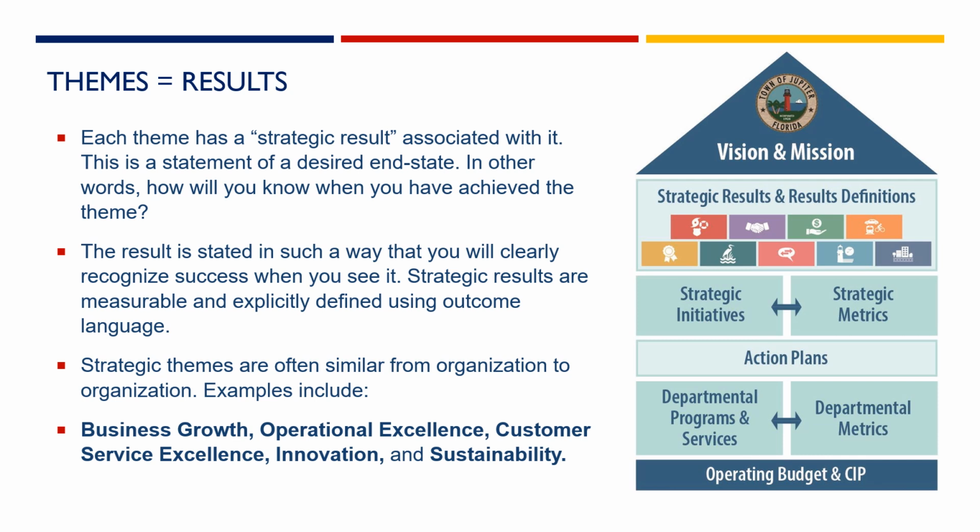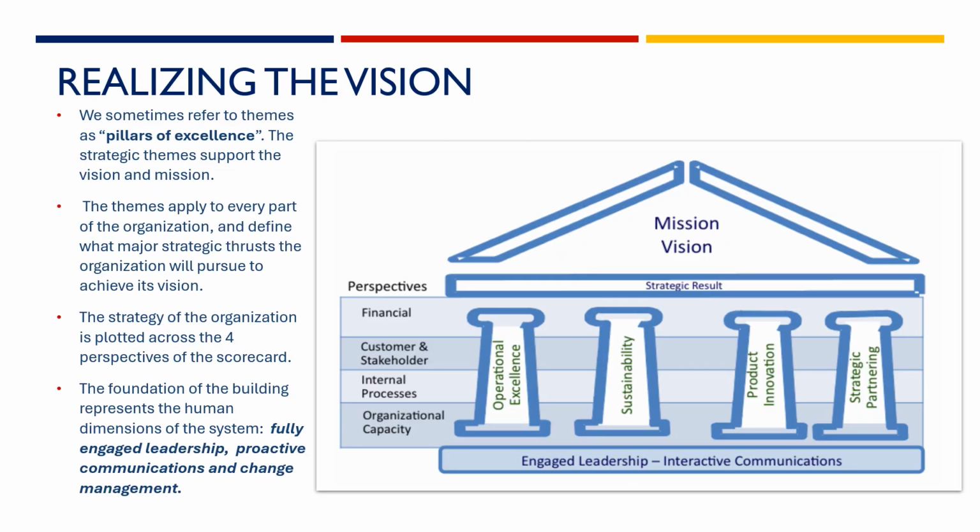Strategic themes are often similar from organization to organization. Examples include business growth, operational excellence, customer service excellence, innovation, and sustainability. It can be useful to think of a classic structure to visualize the strategic architecture of the organization. The roof represents the vision and the mission. We sometimes refer to themes as pillars of excellence. The strategic themes support the vision and mission.